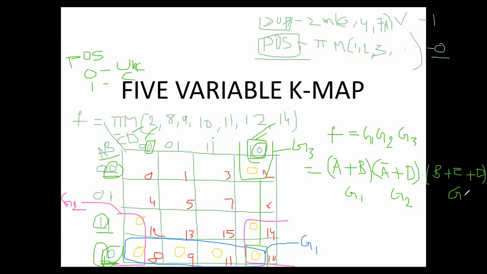Do you understand how to simplify the POS expression by using a 4 variable K-map? In this way, we are doing the 4 variable K-map for POS expressions, that is max terms. POS means max terms. Now in this class we start the 5 variable K-map. If you observe here, do you understand this?